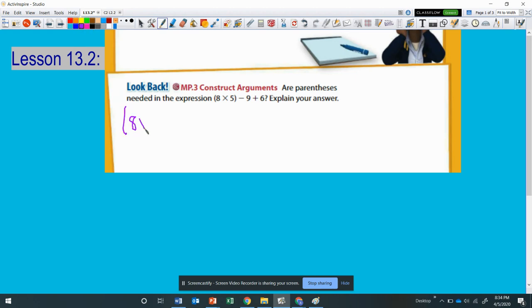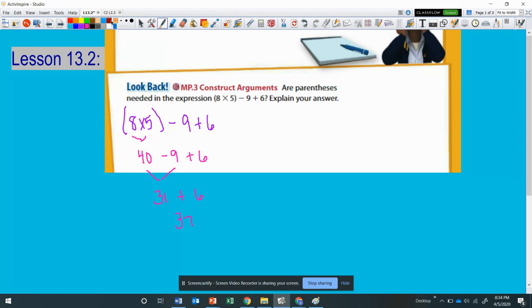Parentheses, 8 times 5, close parentheses, minus 9 plus 6. Okay, we're going to do what's in parentheses first. And 8 times 5 is 40, minus 9 plus 6. And then we're going to go in order from left to right. 40 minus 9 is 31. And then we can add 6, and that's 37.